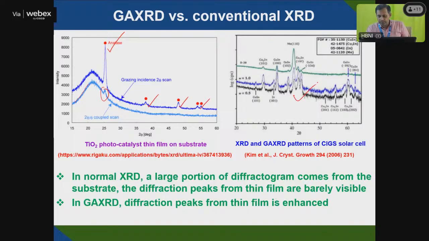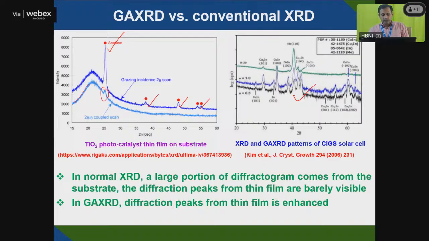So you can see another example here. In this example, you can see how the peak intensity differs. The green one is from the conventional XRD, and the blue and black are from grazing angle XRD. You can see so many additional peaks, you are able to see all things.